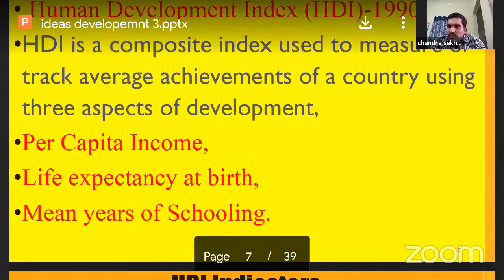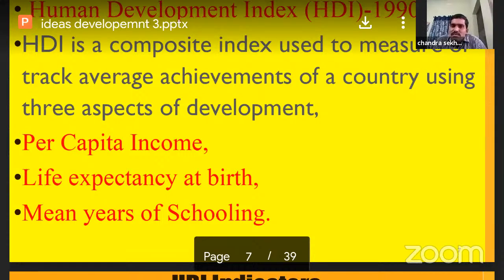So here, the Human Development Index was started in 1990. HDI is a composite index used to measure or track average achievements of a country using three aspects of development. So once again, I am reading the definition of Human Development Index. HDI is a composite index used to measure or track average achievements of a country using three aspects of development.